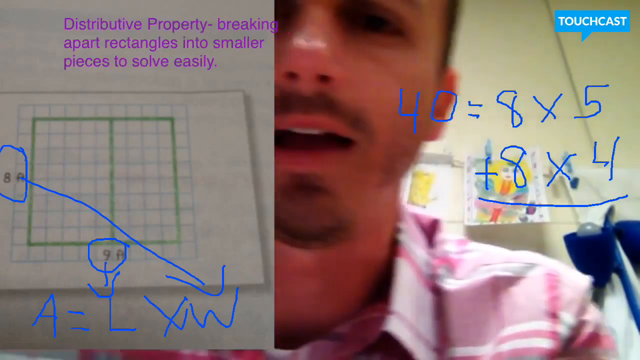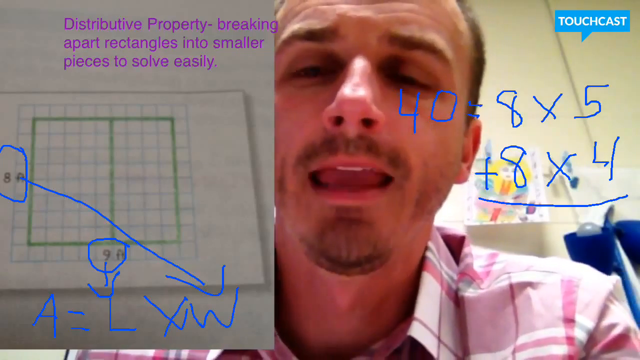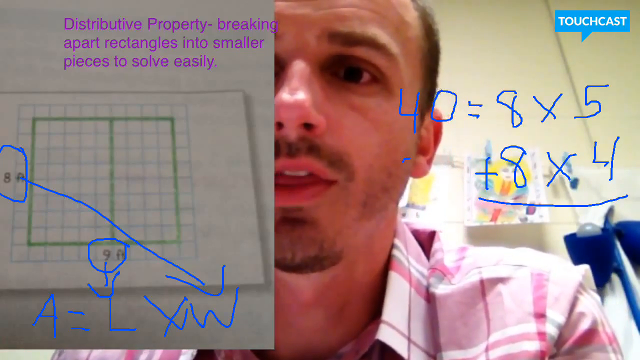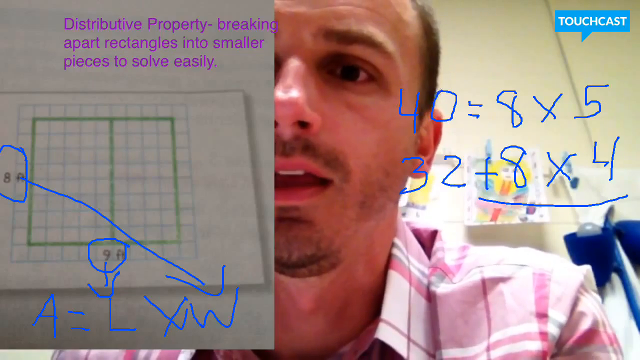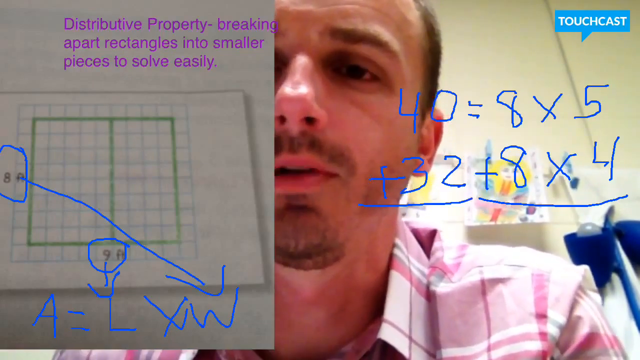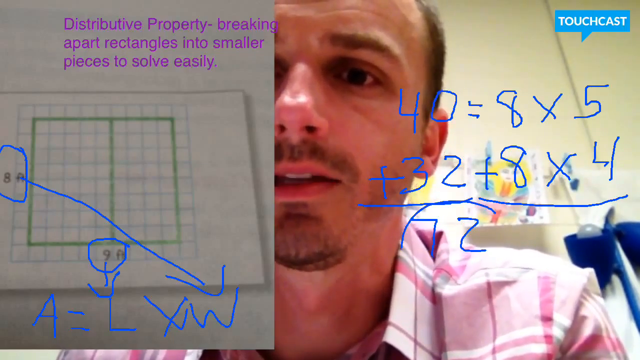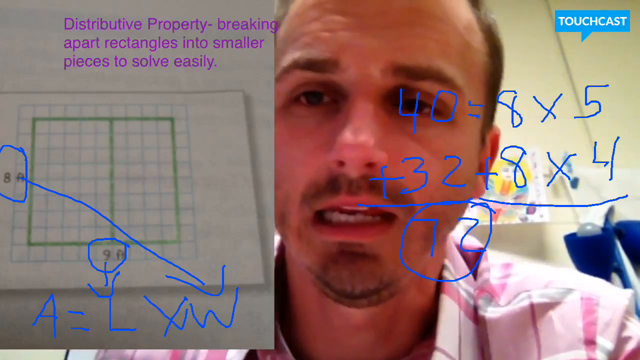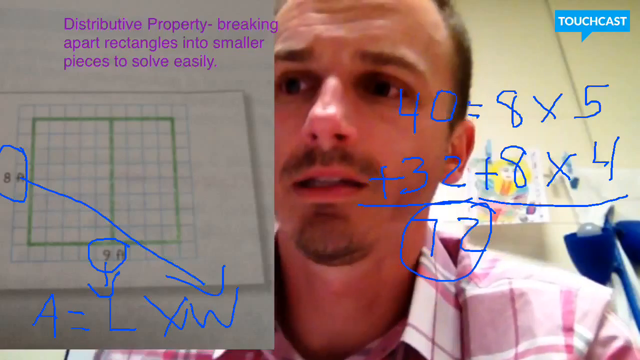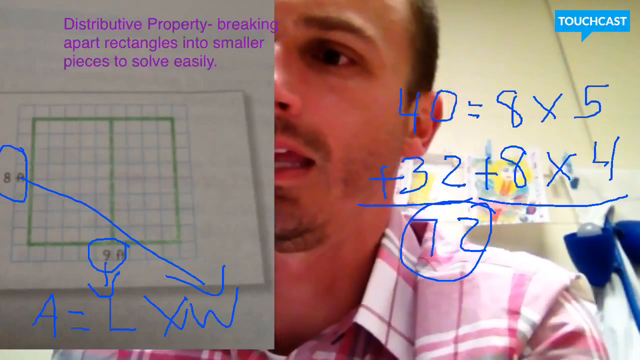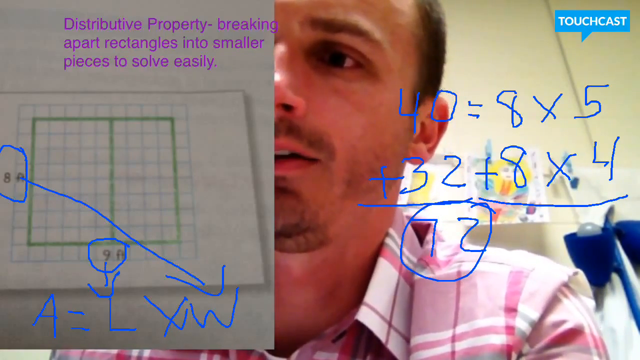So I'm going to count by 5s. 8 times 5 gives me 40. And then 4 times 8 is 32. And then when I add these together, I'm going to have a product, or in this case, a sum of 72.